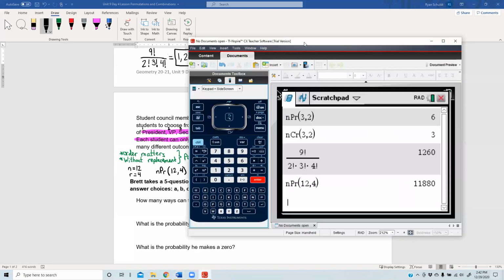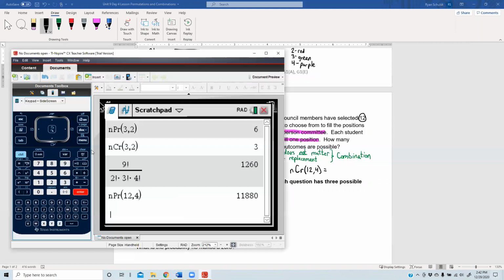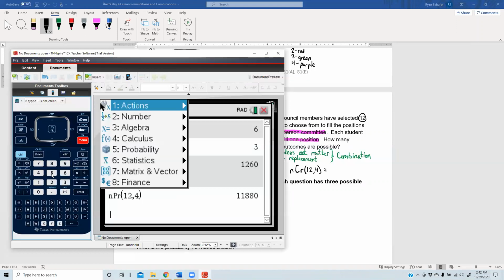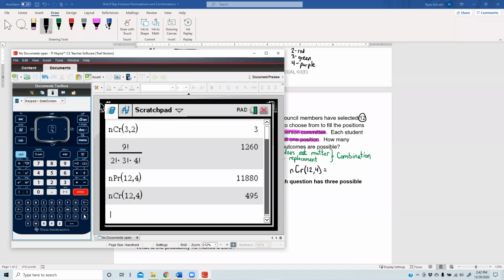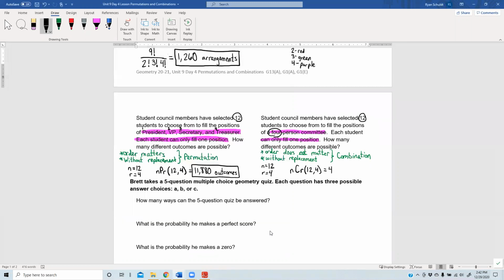So let me move this over here. Menu, 5, 3 for combination. We want to do 12, 4. 495 is what we're left with. So we're going to have 495 outcomes.